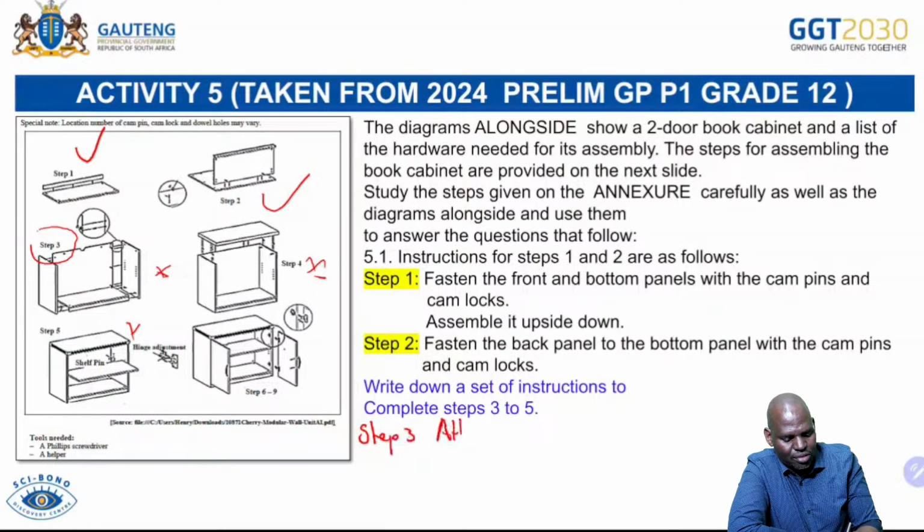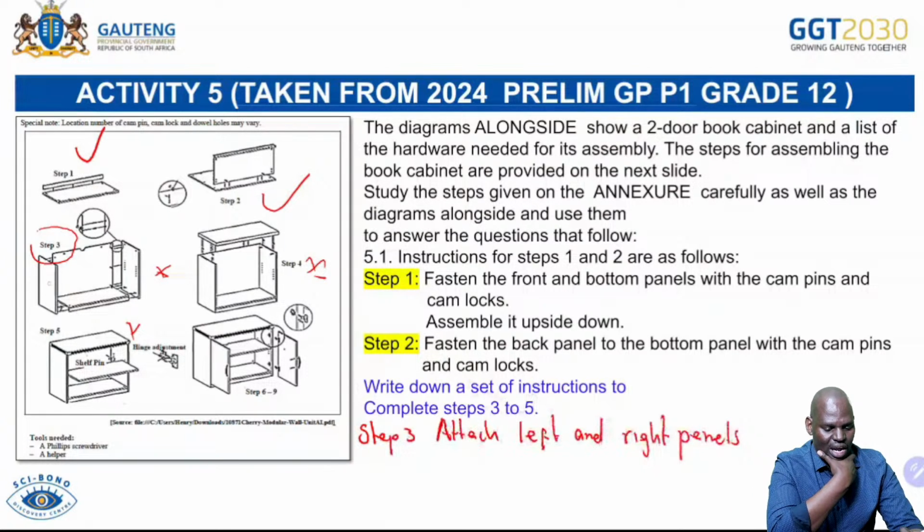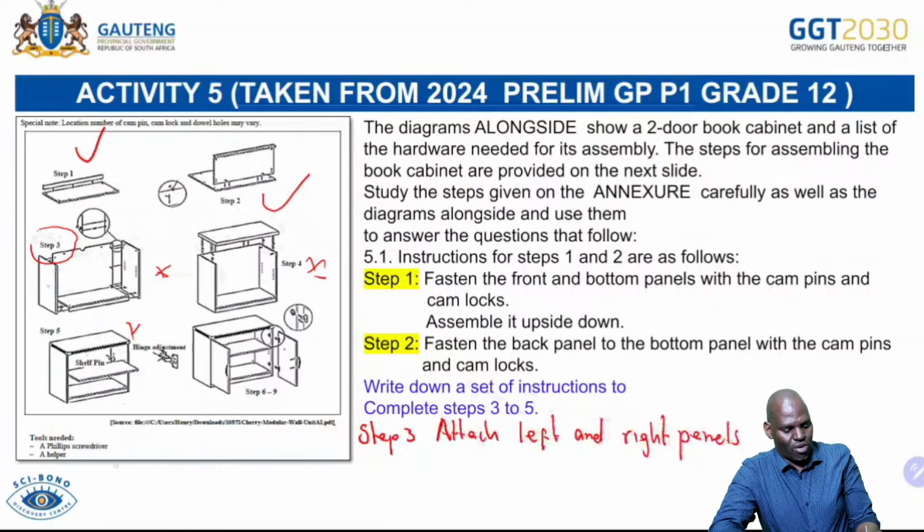So for step 3, it's attach left and right panels. Okay, so in step number 3, we have to attach the left and the right panels. There they are attached. And then we go to step number 4. At step number 4, the left and right panels are already attached.